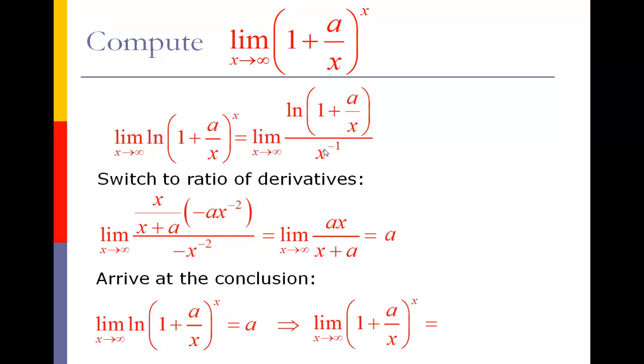So that means that the limit of our original function is equal to e to the power of this number a that we have obtained. And so that is the limit of the original limit. Now, what happens when a is equal to 1?